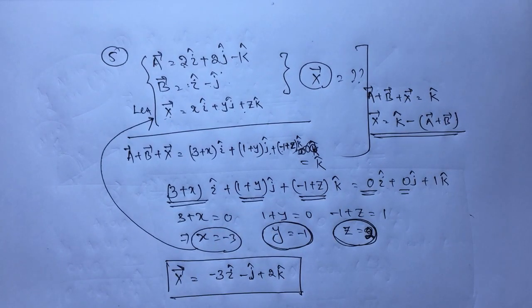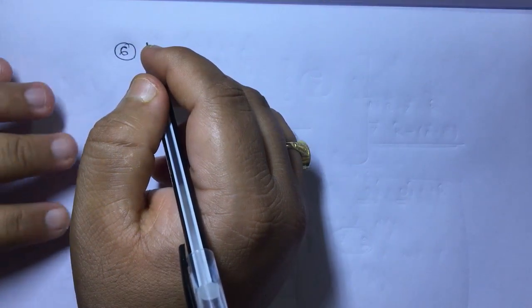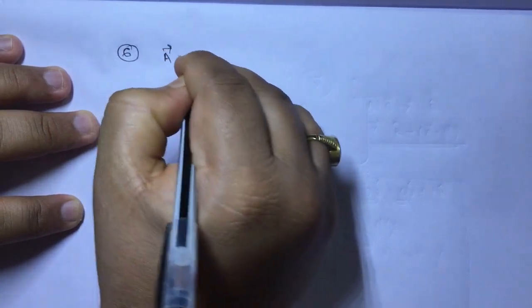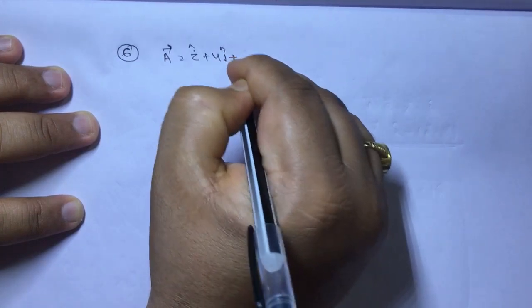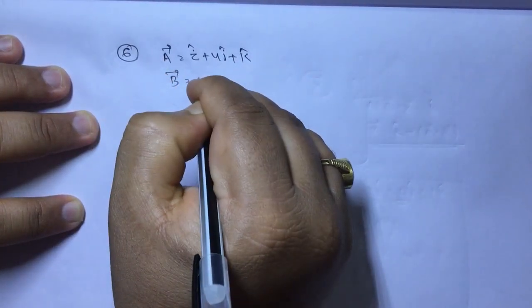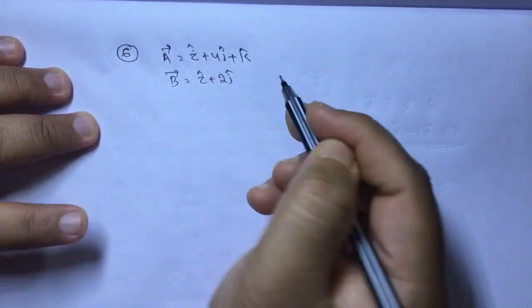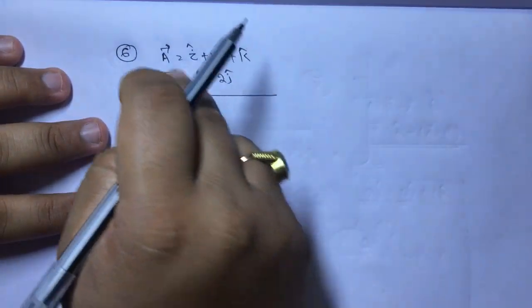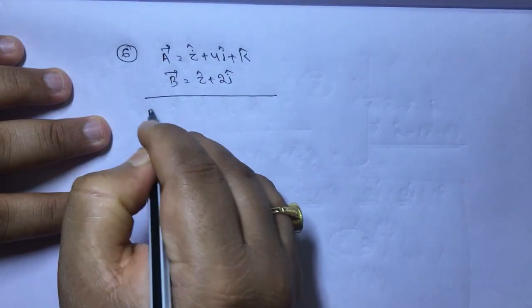Okay. Now, let us come to the next question, that is question number 6. Question number 6 is: find a vector parallel to the resultant vectors of a vector equal to I cap plus 4j cap plus k cap, b vector equal to I cap plus 2j cap. These two vectors are given. You have to find a parallel vector to the resultant of these two vectors.